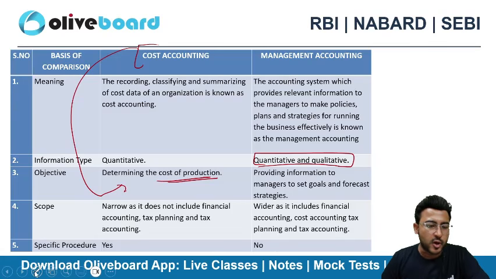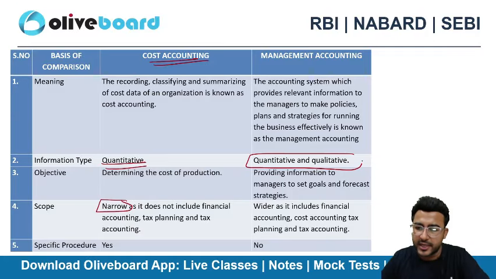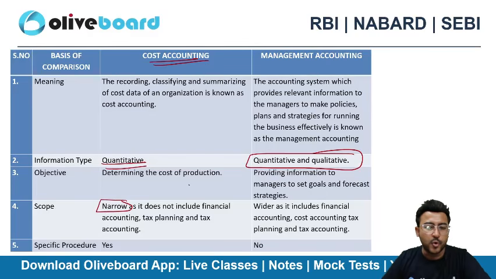Scope. Cost accounting has a restrictive, narrow scope. It has only quantitative data, whereas management accounting has both quantitative as well as qualitative data. In costing, you can only account for quantities and amounts, whereas in management accounting, you can also consider qualitative data. So the scope of management accounting is much wider compared to cost accounting. The scope of cost accounting is just to ascertain the cost of production, whereas in management accounting the main objective is to give data to the managers so that they can take decisions. That's why the scope is much wider.